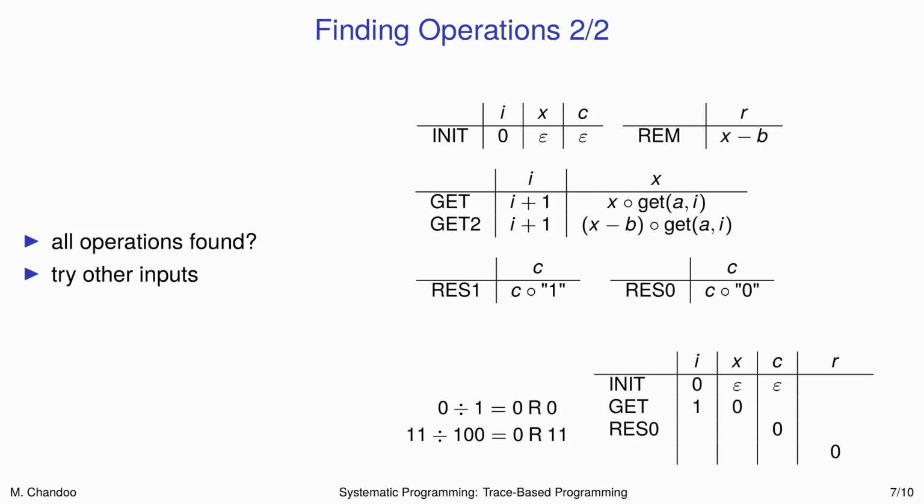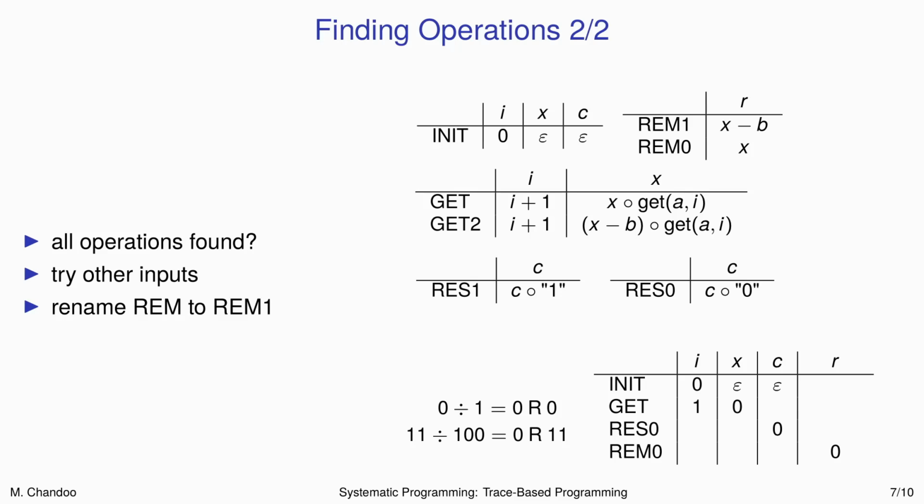To solve it, we add another operation which sets r to x. And we call it rem0. And we rename rem to rem1 for consistency. So now, if we are confident that we have found all operations, we can continue with the next step.